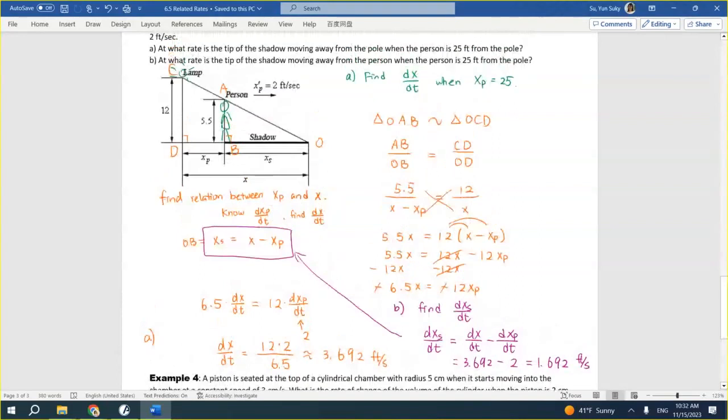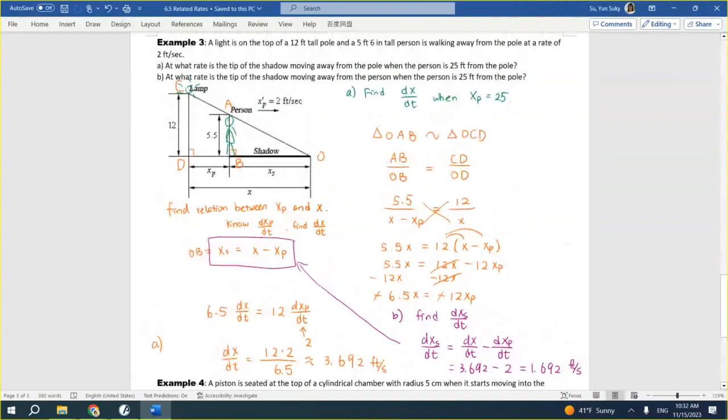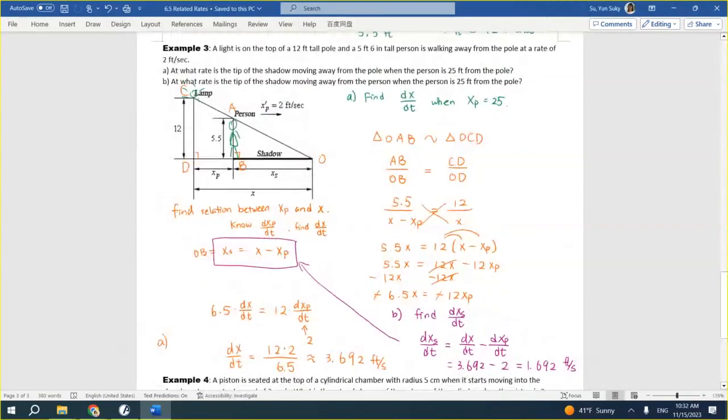Okay. And then this is the solution of example 3. Any questions about example 3?